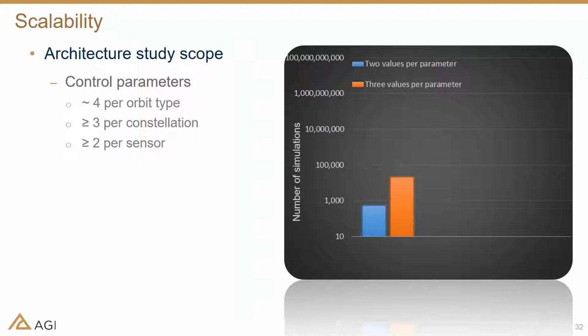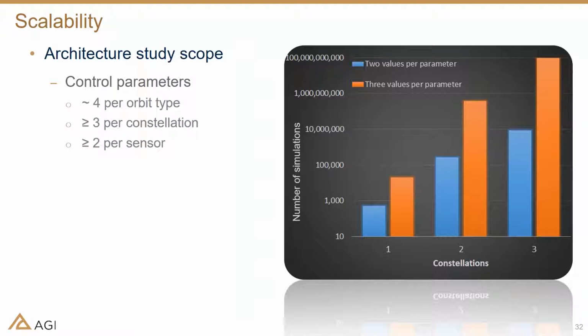So not only does this reemphasize the need to have smart sampling algorithms, but it also illustrates how the size of the trade study analysis can become large pretty quickly. And again, this is just looking at one constellation and the parameters of variation for it. If we add 2 constellations or a third constellation, you can see how these grow exponentially.